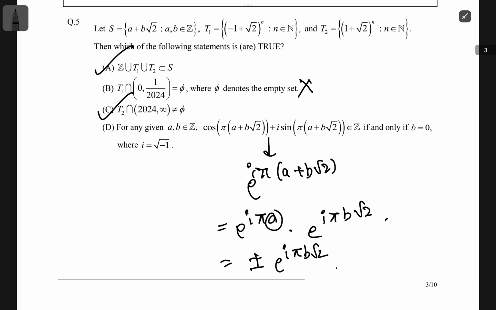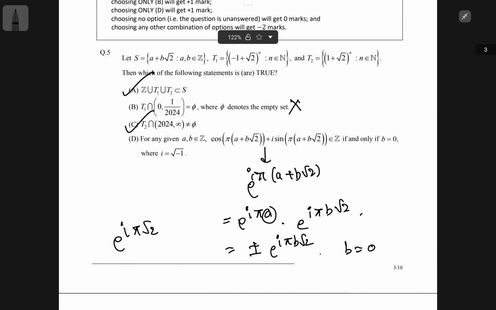It's very obvious that you would not have it belonging to integers, and it would only and only be an integer for b equal to 0, because e power iota pi root 2 does not make sense. There is no significant explanation about it, but it's pretty straightforward that it is not going to be. You can prove it and do a lot of scientific stuff, but it's pretty obvious. So yeah, I think those are the 5 questions that I'm going to be solving today.